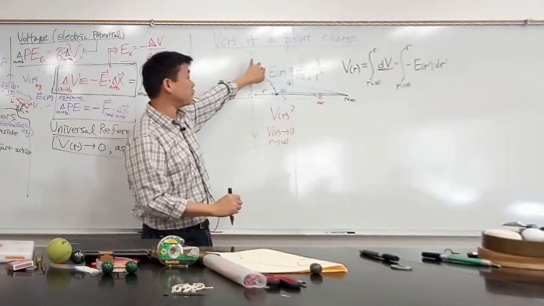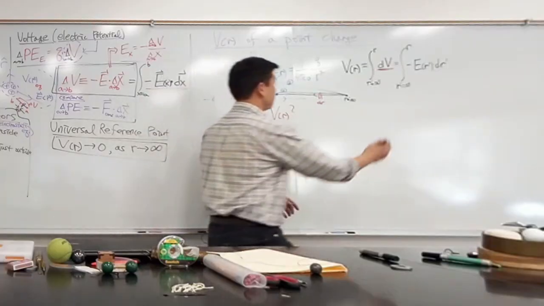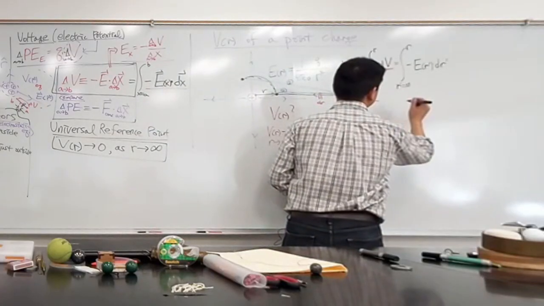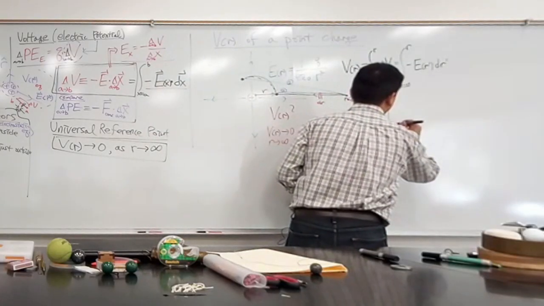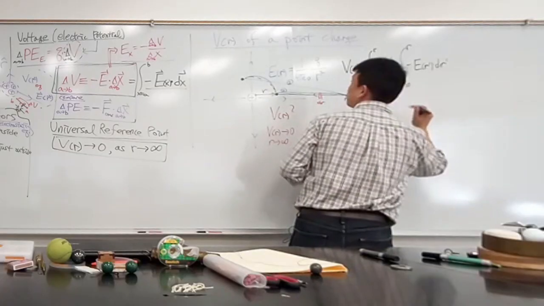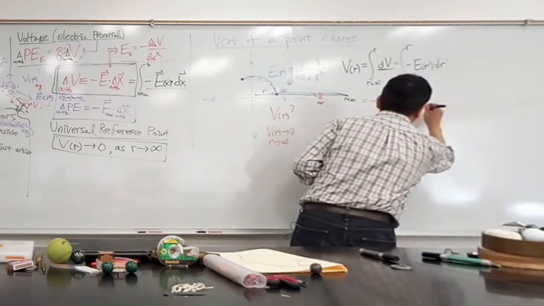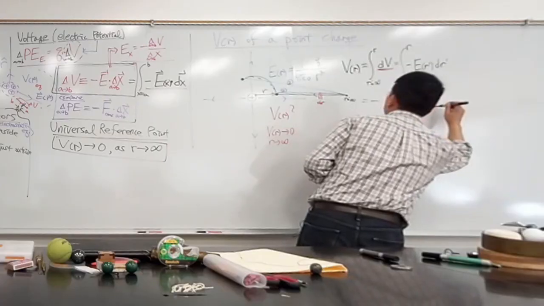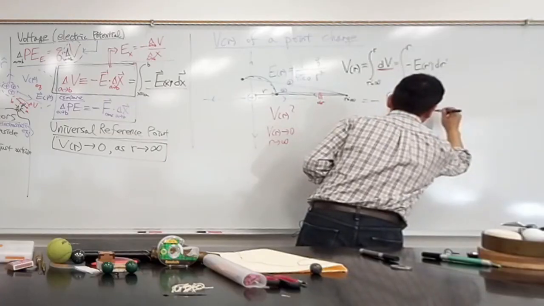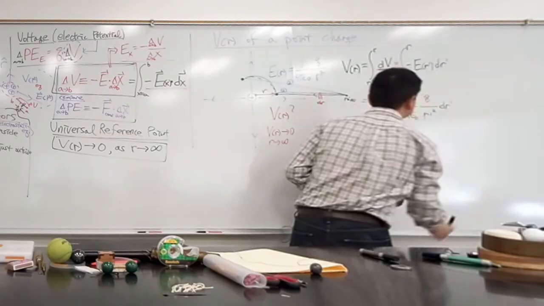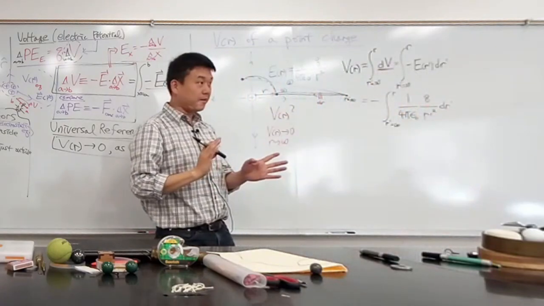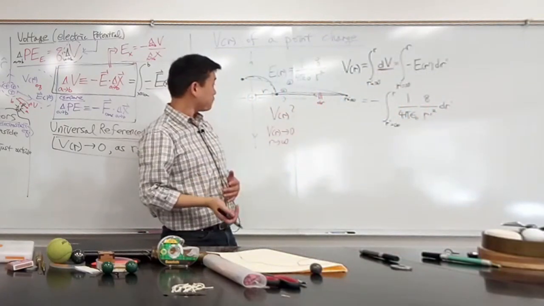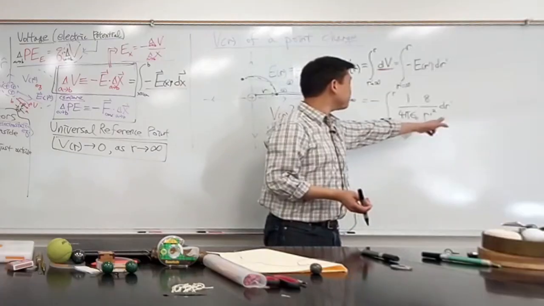Okay, so let's just plug in the formulas and see what we get. This is the formula for electric field, I know that already. So it's minus the integral over r prime from infinity to r of 1 over 4 pi epsilon naught, charge over r prime squared, dr prime. I didn't mislabel any primes, right? Good.